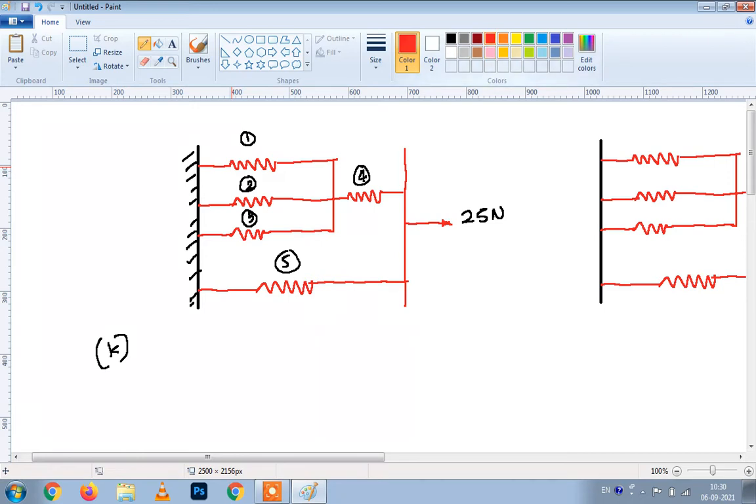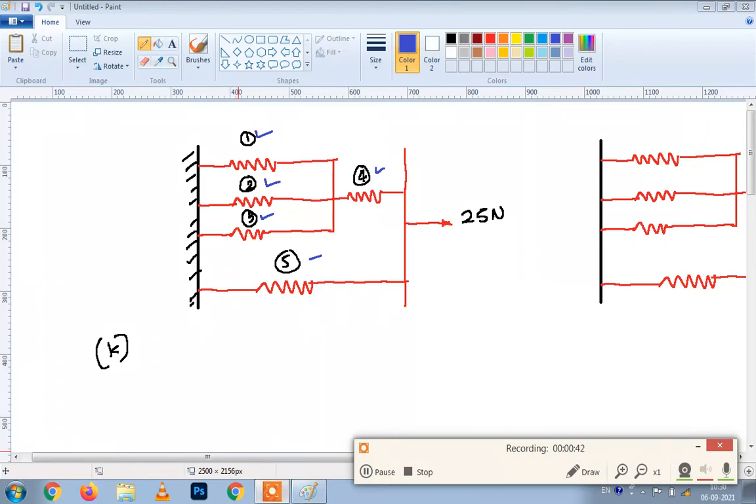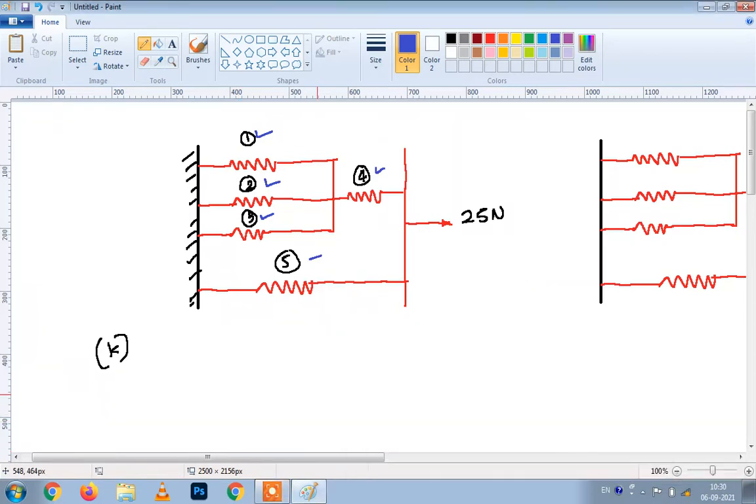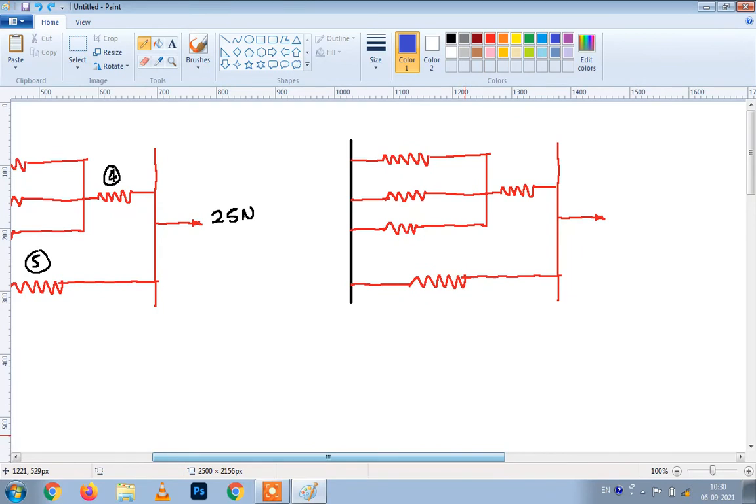Now if you look at this figure, how many springs are given? Spring number 1, 2, 3, 4 and 5. Total 5 springs are given here. So we have to find out the deflection in each spring. For this we are going to solve to find out these two values. The first step in solving this numerical, as discussed in the last lecture also, is discretization.